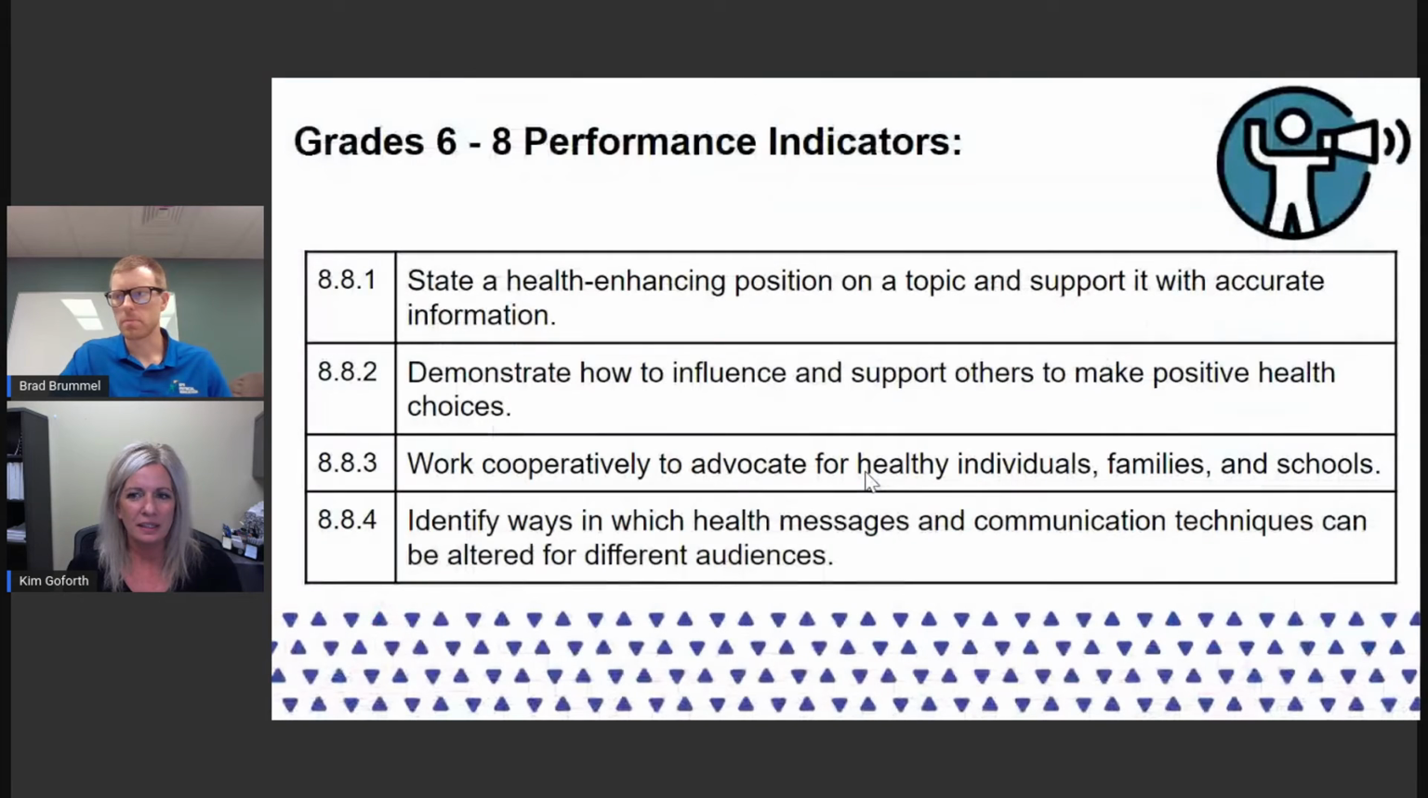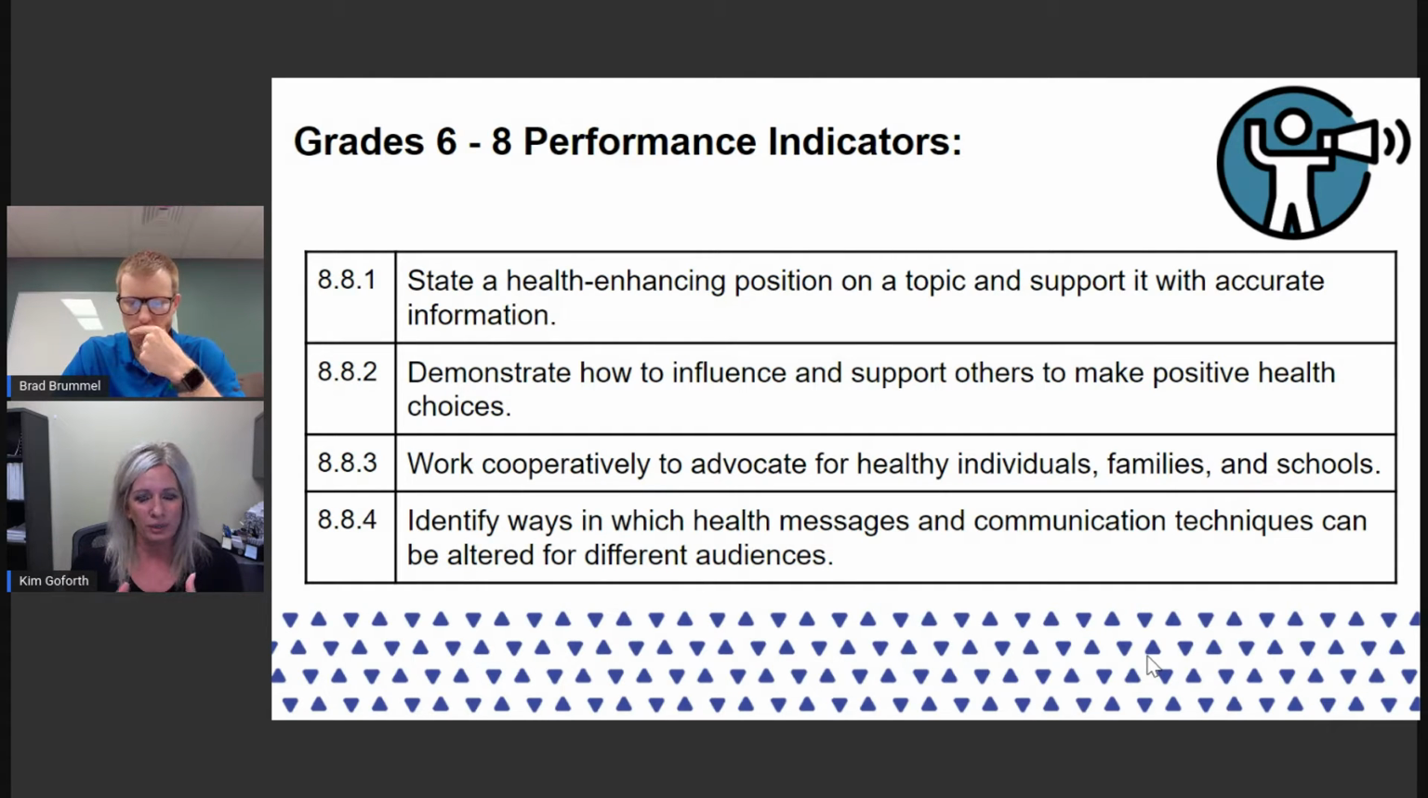Very good. Let's dig into these performance indicators for this particular standard, and I'm focused here at the secondary level. I want to draw your attention to the first and last of these performance indicators and really hone in on the verb. This first performance indicator talks about stating a health enhancing position on a topic and then supporting. I think that at this middle school grade span, when we talk about state, it is really kind of taking a stand. What are you feeling? What are you passionate about? What is some health information that you've either wrestled with or want to wrestle with? And you state it. You want to take a position.